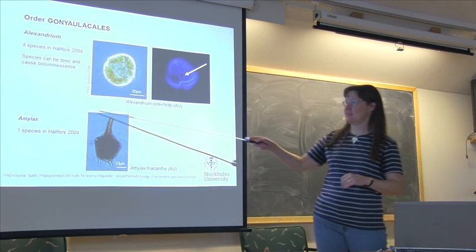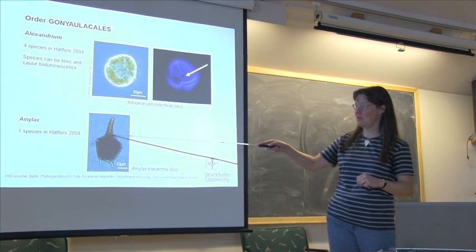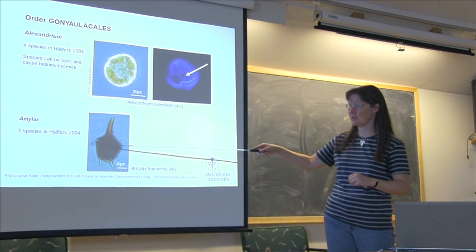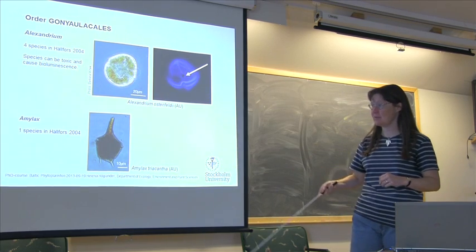And then we have this Amylax triacantha. It's just one species. It has a special big horn, and this is not, as far as I know, a toxic species. It's occurring during springtime.